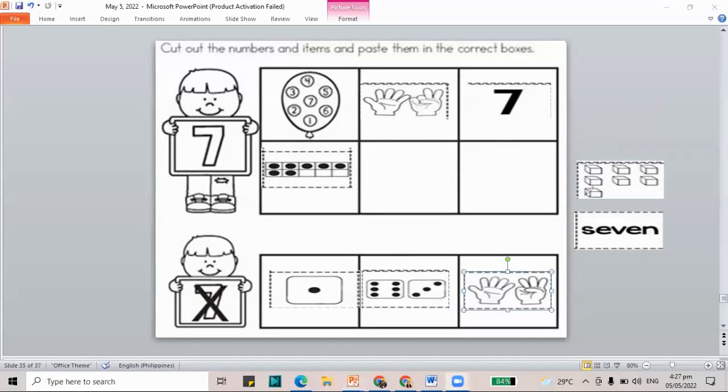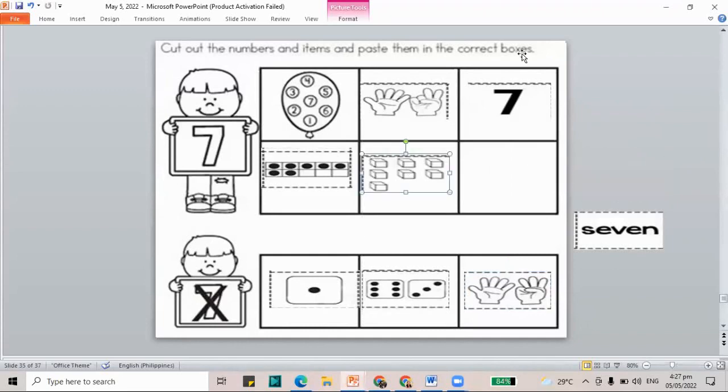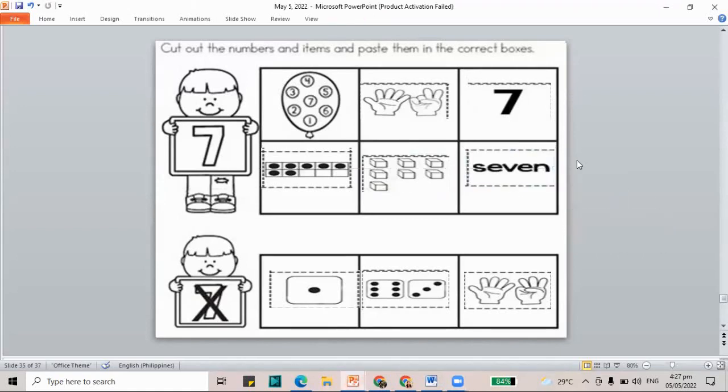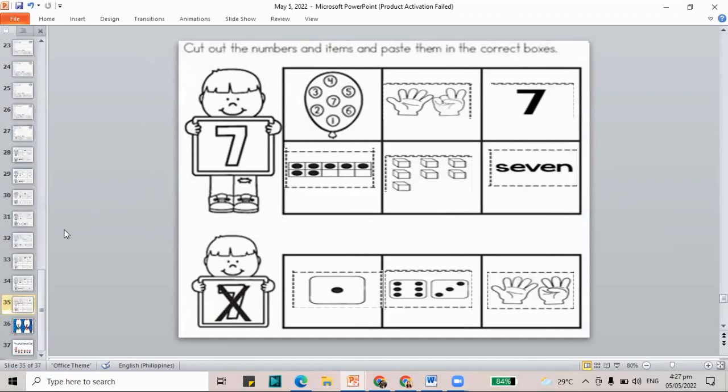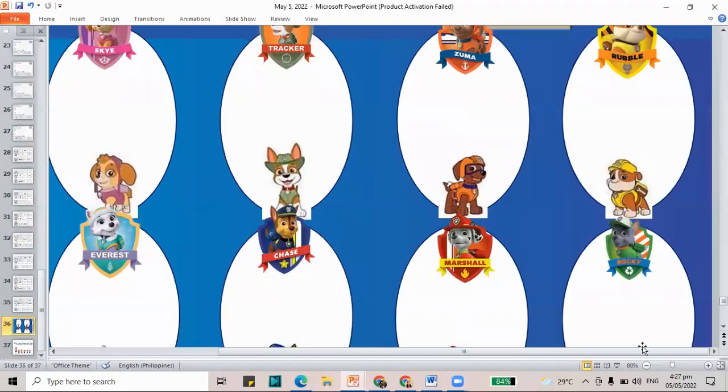And our boxes, 1, 2, 3, 4, 5, 6, 7. That's 7. Paste. And the last one, how do we spell the word 7? S-E-V-E-N, the word 7. Remember, this is the last page of your work, but if you're not yet done, pause this video, play it again once you're done.